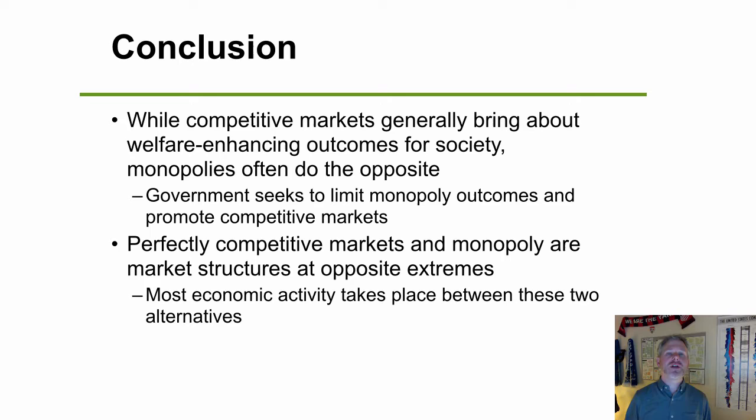So, conclusion for monopolies: competitive markets generally bring about welfare-enhancing outcomes for society. Monopolies often do the opposite. Governments often then seek to limit monopoly outcomes by promoting competitive markets as much as possible. Perfectly competitive markets and monopoly are market structures at opposite extremes. In the real world, activity takes place in between these two extremes. All right, that's it.